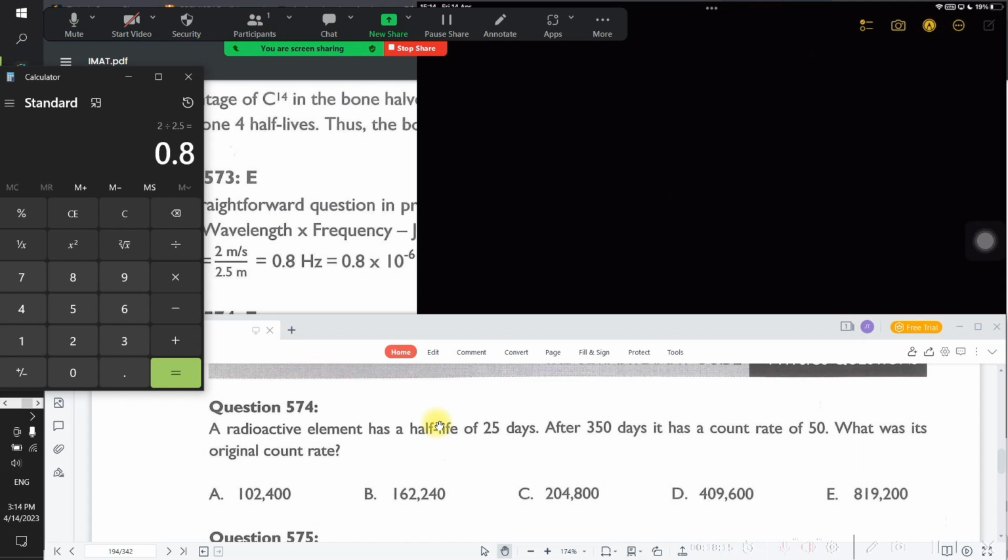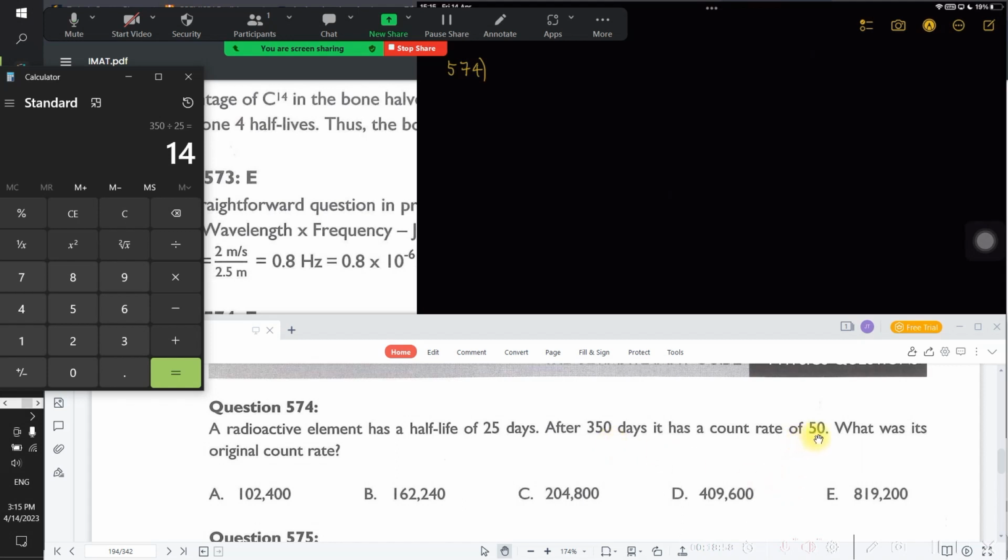So there can be two ways, okay? You can either apply the formula or you can do the calculator way like I do. Có hai cách, có thể áp dụng công thức hoặc là mình làm theo cái kiểu máy tính giống mình. So original count rate. Okay, I'm not going to show you how to do it with the formula, but I'm going to show you my way. Now, 350 days and one half-life is 25 days. So it means 14 half-lives have passed. 350 ngày mà một half-life là 25 ngày, tức là nó trải qua 14 cái half-life rồi.